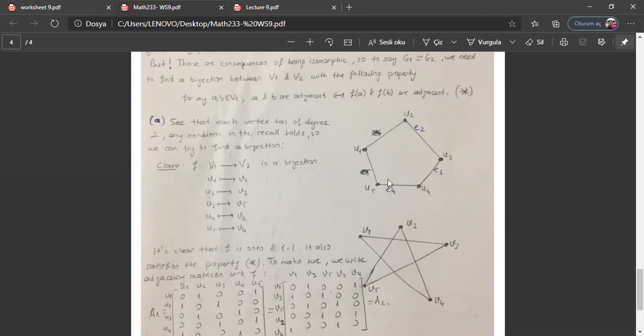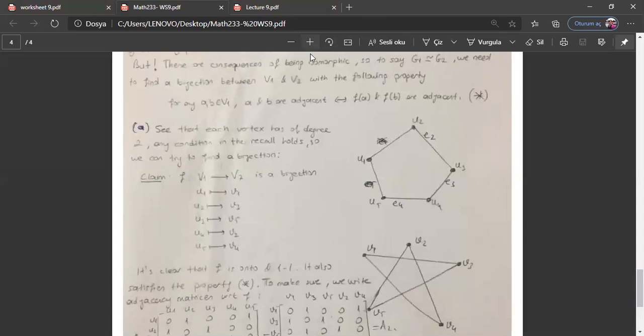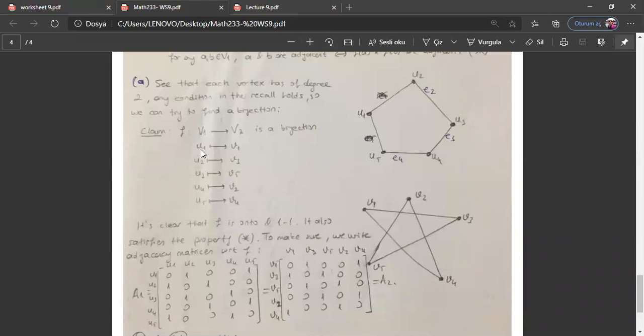Because it seems there is no difference between them, right? Both have 5 vertices and the number of the edges are the same, right? So we will try to find a bijection, okay? Now here I said, for example, I send U1 to V1. This was random, I choose one of the vertices here. I choose V1, so send U1 to V1.